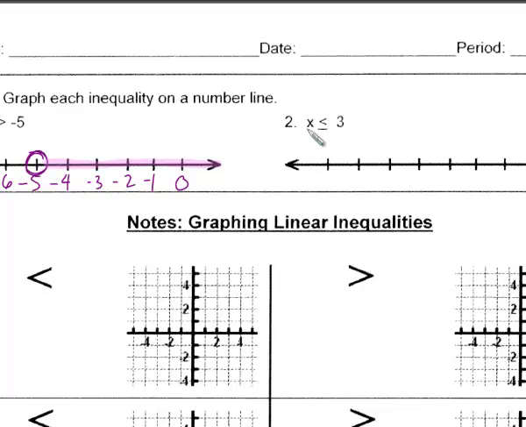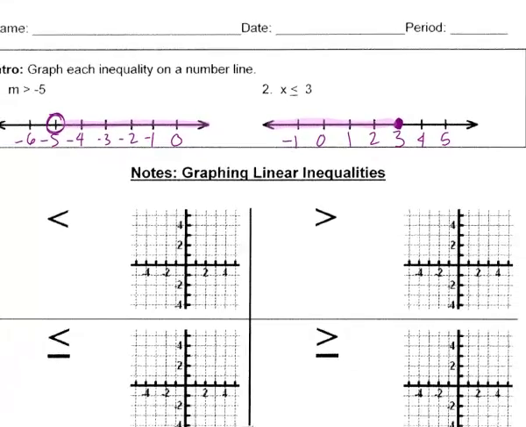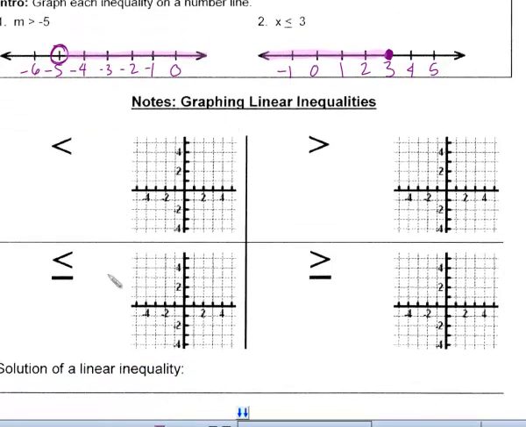Now, number 2. X is less than or equal to 3. So again, I'm going to create a number line. X is less than or equal to 3. So since it's less than or equal to, I'm going to put a closed circle. And then everything that's less than, so where are my numbers less than 3? They're to the left. So I'm going to shade everything to the left of 3. Okay? So going from there, we're going to look at graphing linear inequalities.